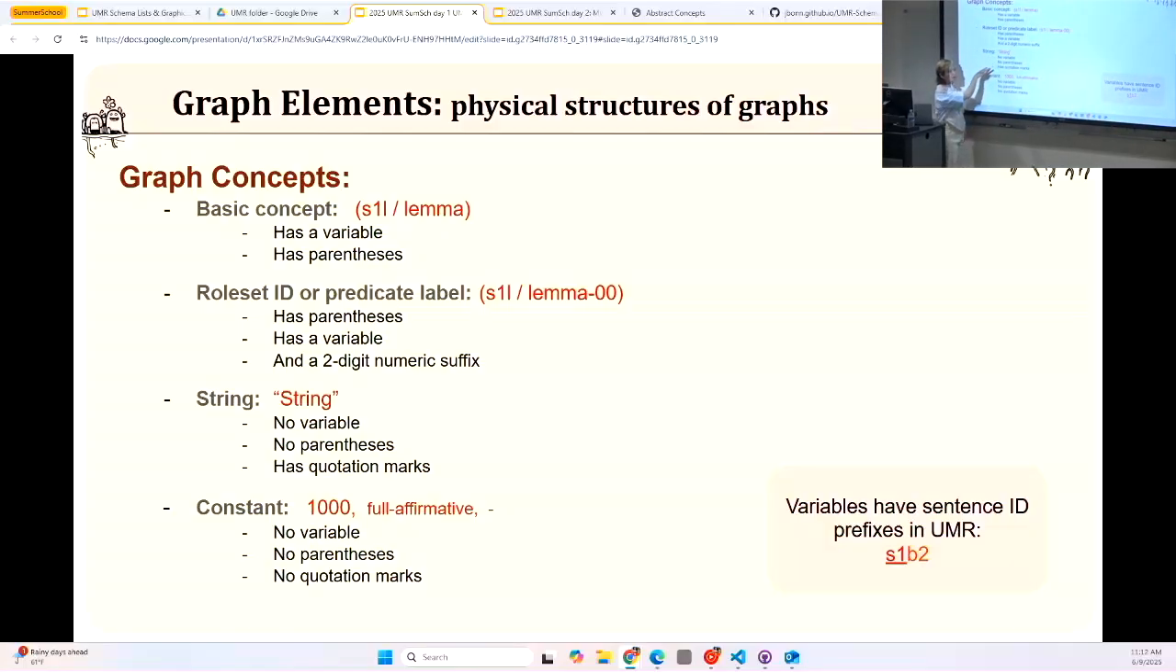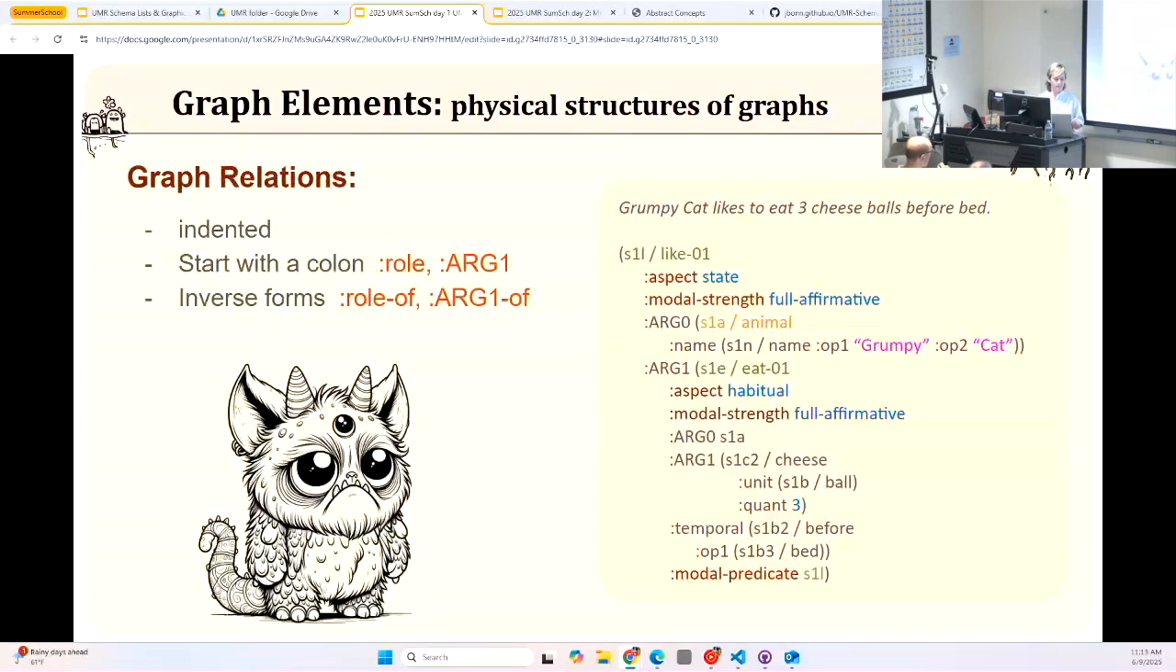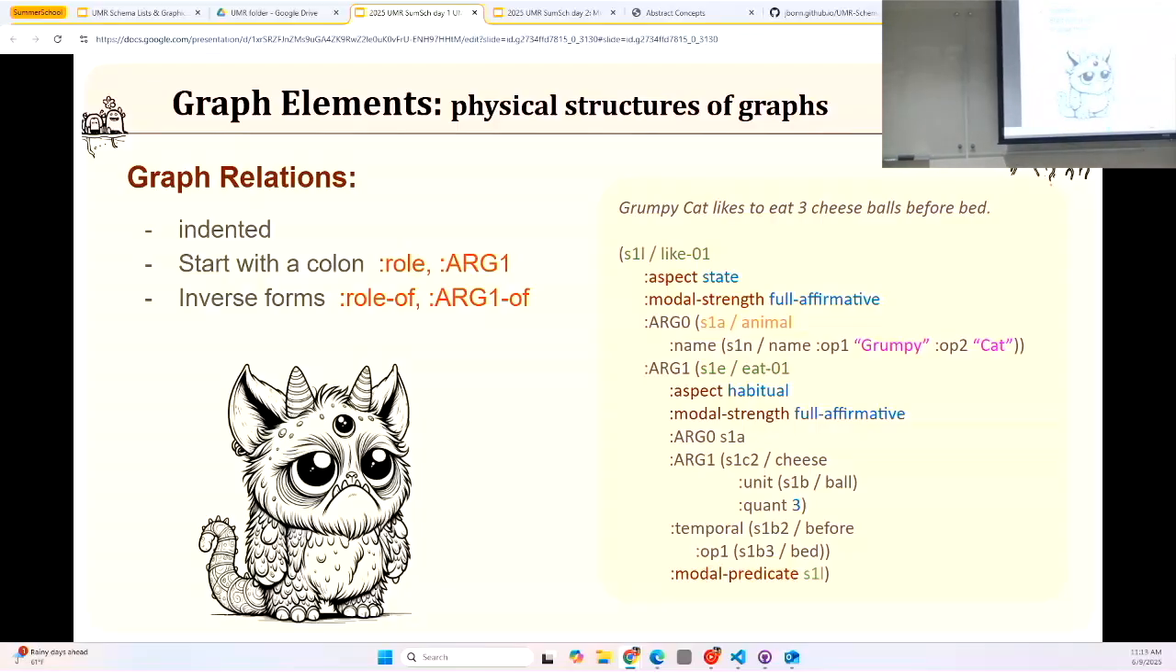Strings. Some kinds of roles take a string as their value. They're just in quotes. And constants, all of the attributes take a constant. Numerals are constants, and then things like for the aspectual annotation, the modal annotation, for each of those attributes there's an inventory of possible values, and they're constants. So no parentheses, no quotation marks. The relations, the edges, same format as AMR. So structure-wise, they're the same. Content-wise, they're a little different.